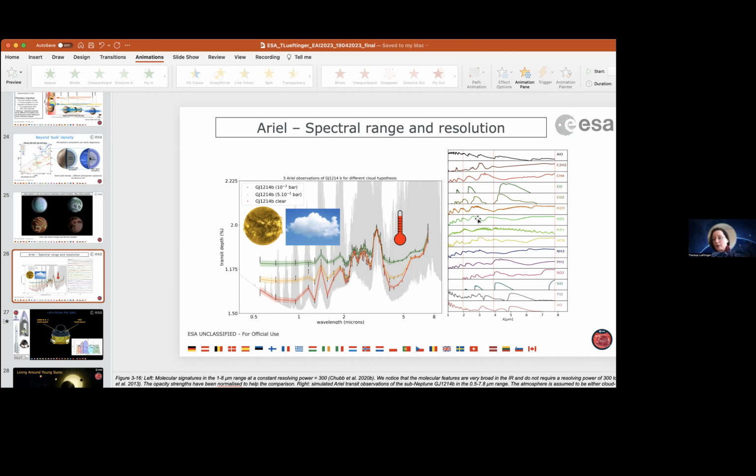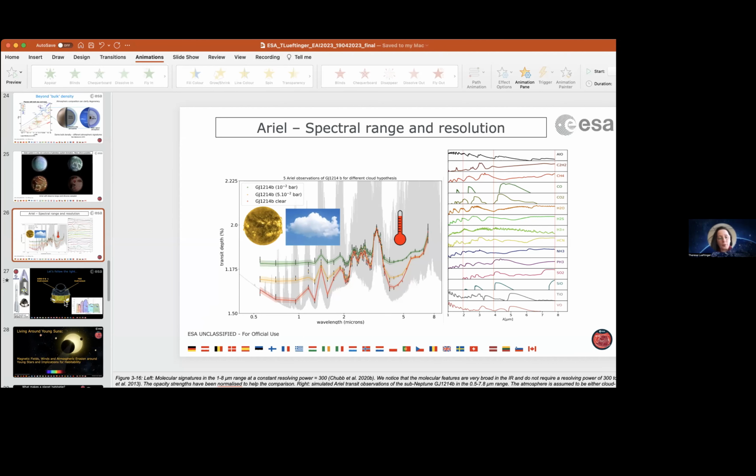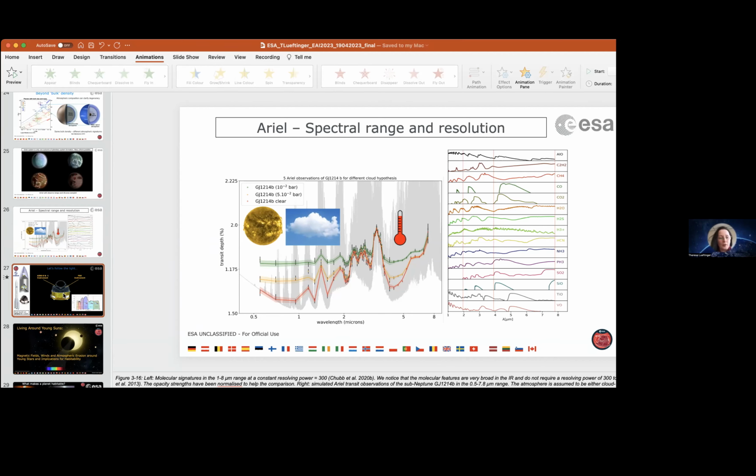And to the right, just to show you sample spectra. This is all simulations, of course, but spectra that are typical spectra we're going to get for the molecules I'm showing you to the right. So CO, CO2, water, methane, that will all be there. Titanium oxide for the instrument we are going to have on board of the Ariel mission.